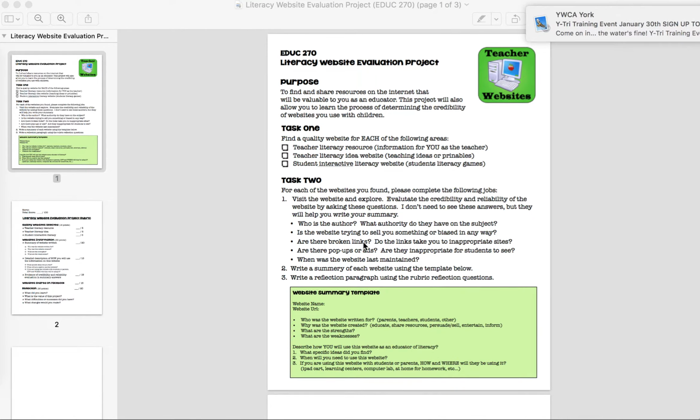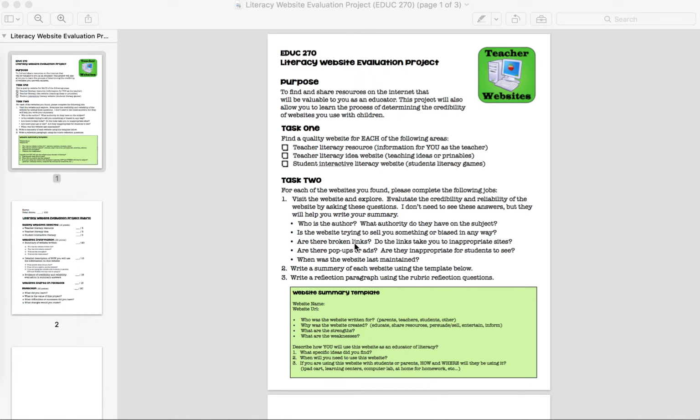Next one, are there broken links? And do the links on the website take you to inappropriate sites? This is especially important if you're going to be using this website with children. We don't want our links, if they accidentally click on something, to take them somewhere inappropriate, or we don't want to tell parents to use the website at home and then have the same thing happen.